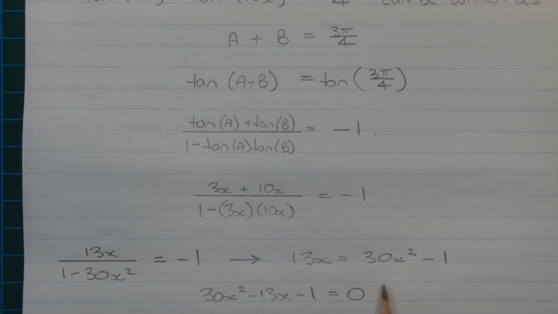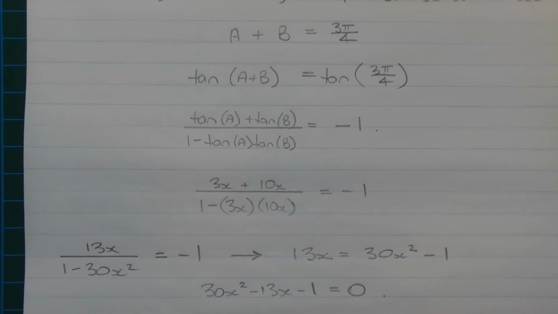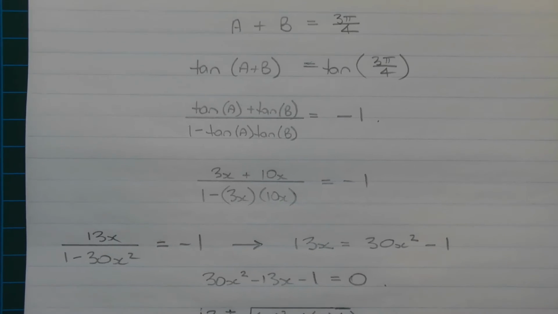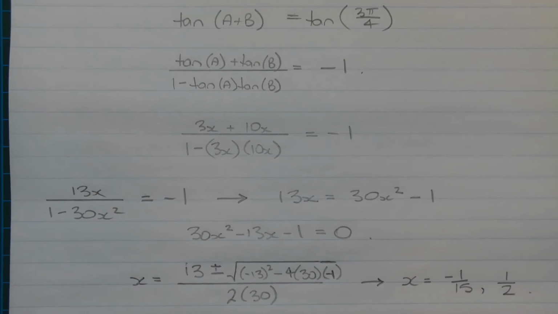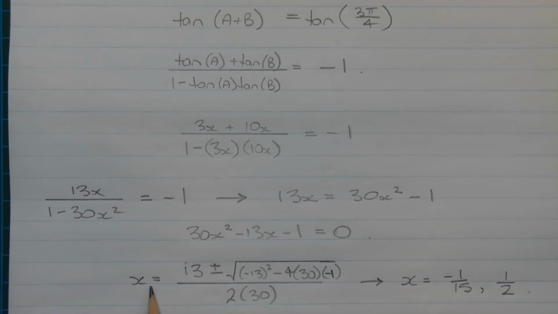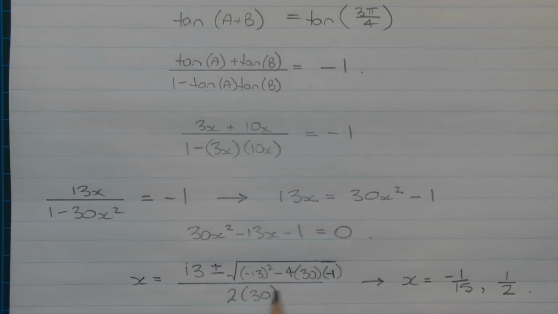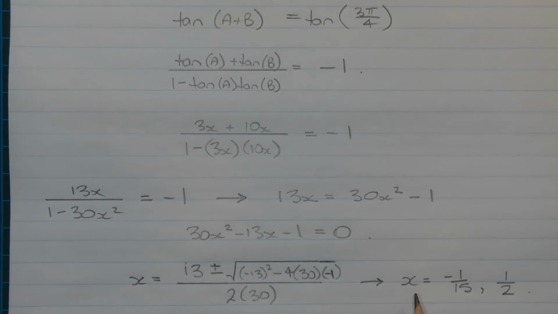And by cross multiplication, we form the equation 13x is equal to 30x squared minus 1. Rearranging this equation to form a non-monic quadratic equation, we get 30x squared minus 13x minus 1 equals 0. So using the quadratic formula, we get x is equal to 13 plus or minus the square root of negative 13 in brackets squared minus 4 times 30 times negative 1, over 2 times 30. And we get these two solutions. We get x is equal to negative 1 over 15 and x equals 1 over 2.